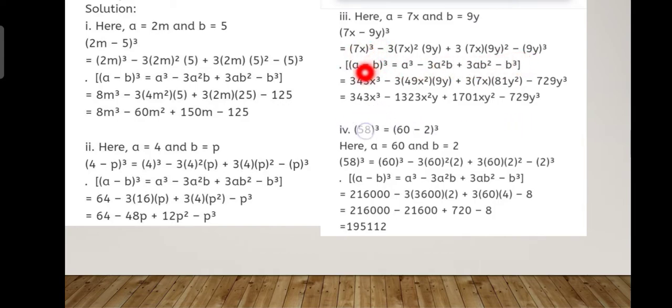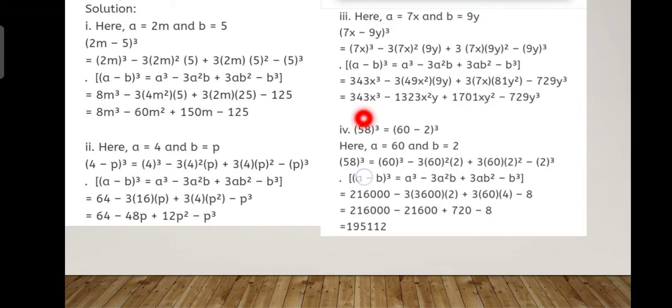So 7 ka cube, 7 7s are 49, 49 7s are 343. x cube will remain as it is, x cube, minus 3 will remain as it is, 7 ka square is 49 and x square is as it is, and 9y, plus 3 sevens, 3 into 7x into 9 ka square is 81 and y square will remain as it is, minus 9 cube is 729 y cube.